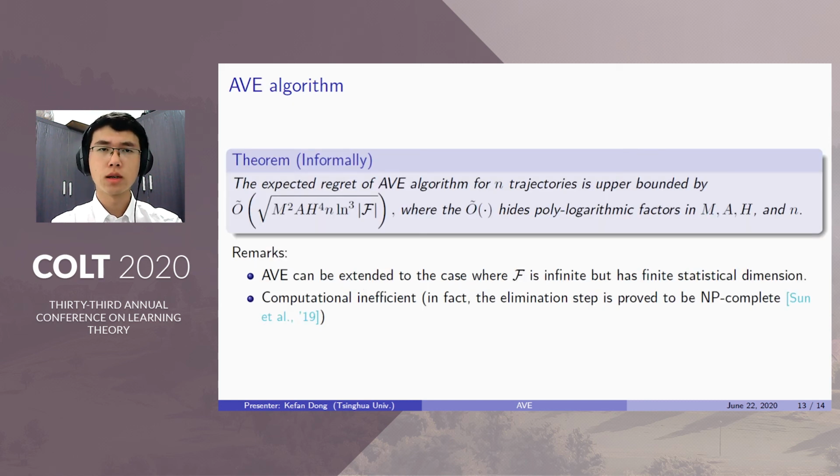In conclusion, the expected regret of our adaptive value function elimination algorithm is root n for n trajectories. The AVE can be extended to the case where the function class is infinite, but has a finite statistical dimension. We also want to point out that the computational complexity of this algorithm is not polynomial. In fact, even the elimination step in the Olive algorithm is proved to be NP-complete.